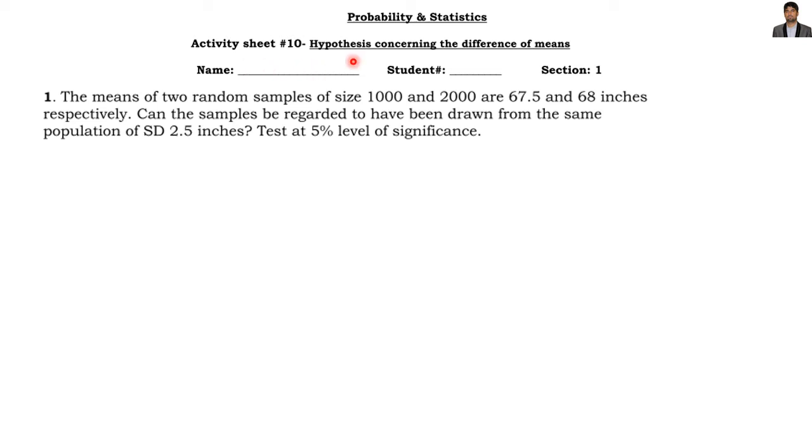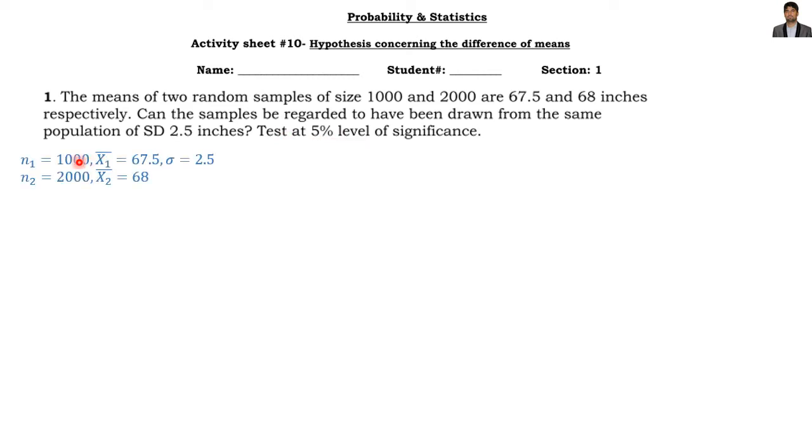Activity sheet number 10, hypothesis concerning the difference of means. Question number 1. The means of two random samples of size 1000 and 2000 are 67.5 and 68 inches respectively. Can the samples be regarded to have been drawn from the same population of SD 2.5 inches? Test at 5% level of significance.